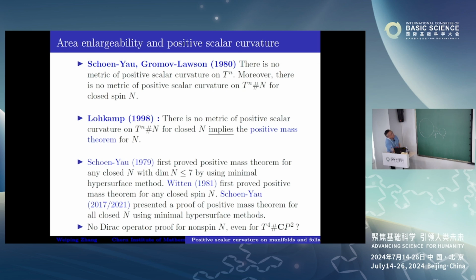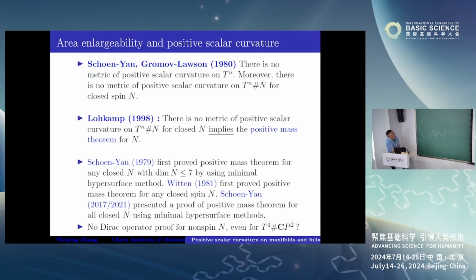So this kind of result is interesting because many years later, Lohkamp made an important insight, saying that such a property, that there is no metric of positive scalar curvature on the connected sum with a torus, indeed implies the positive mass theorem for the closed manifold N.